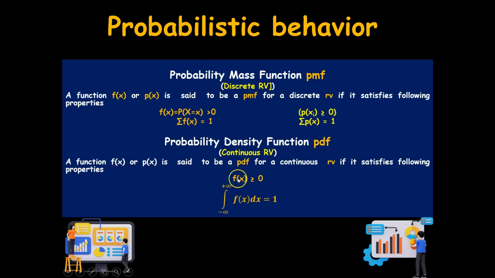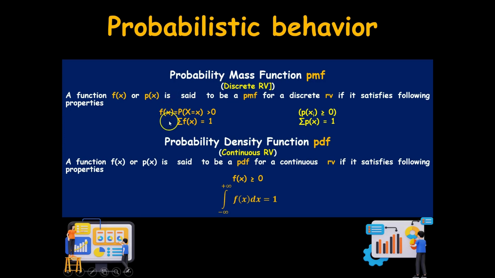So we can say in a nutshell there are two types of functions or distribution function. One is meant for discrete random variables and another one is meant for continuous variables. So both of these distribution functions give us an idea about the probabilistic behavior of that particular variable. So if they satisfy these properties, then we can say they are actually the distribution functions of that particular variable.